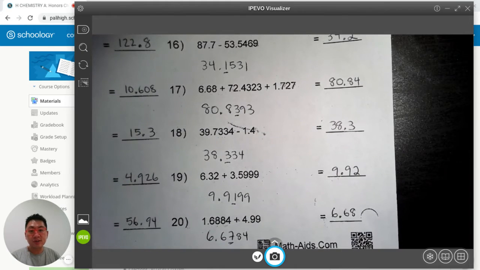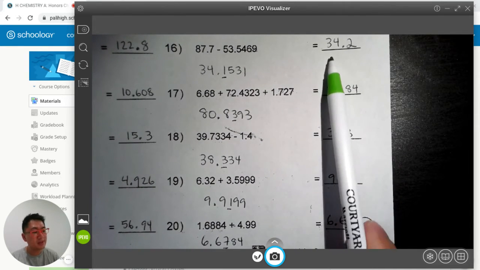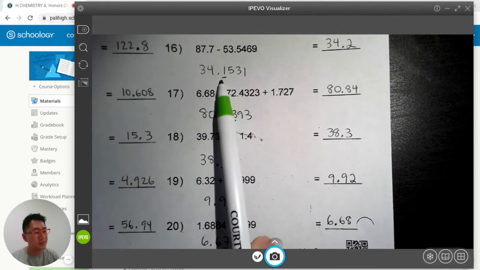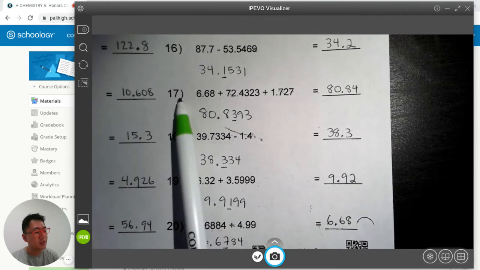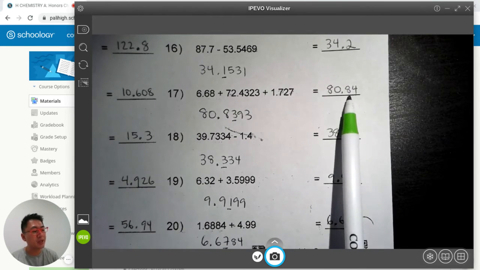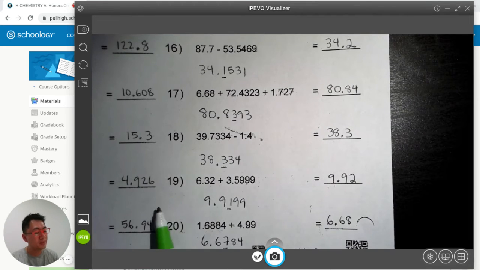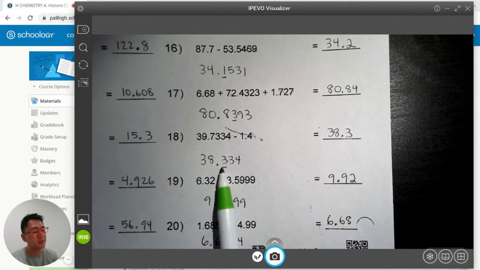Here are the answers for 16 to 20. 16, 34.2, 1 place after decimal point, because 87.7 is 1 place after decimal point. Number 17, 80.84, which is 2 places after decimal point, because the 6.68 is 2 places after decimal point. Number 18, I only want to round to 1 place after decimal point, 38.3.